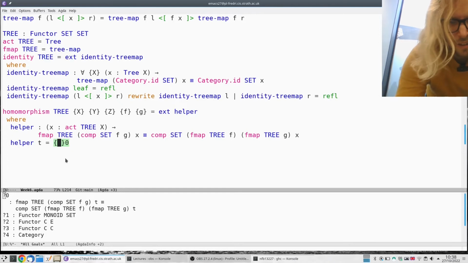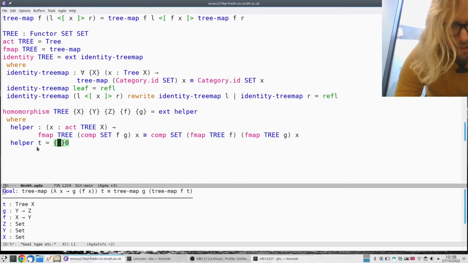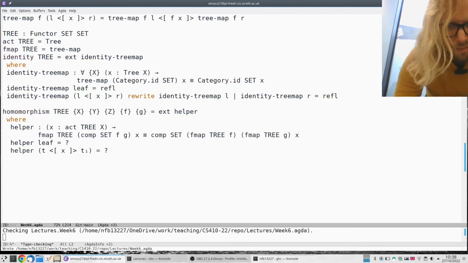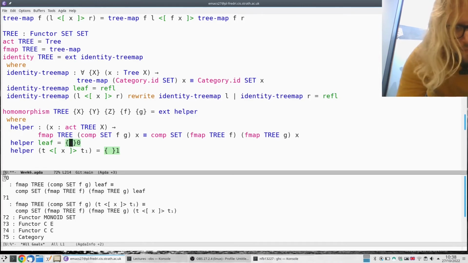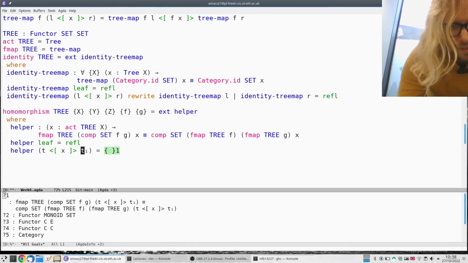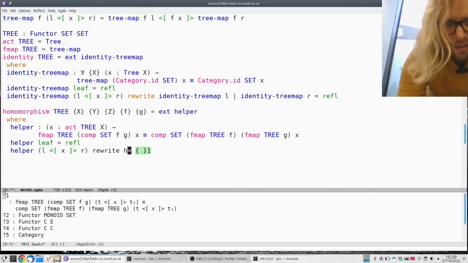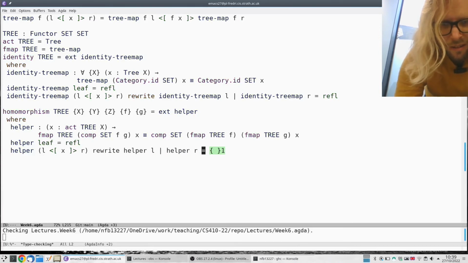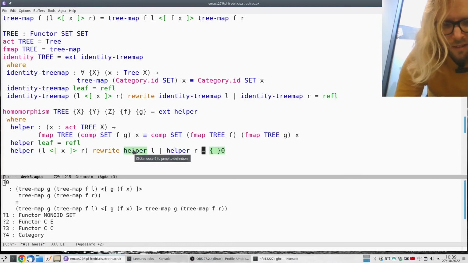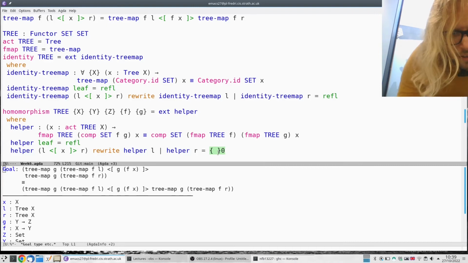Okay. And the story is again the same. It's stuck because we don't know what the T is. Pattern match on the T. Here it's refl. Now we should be good, right?